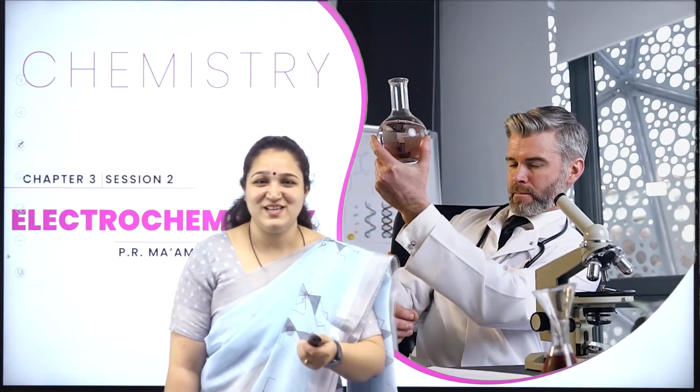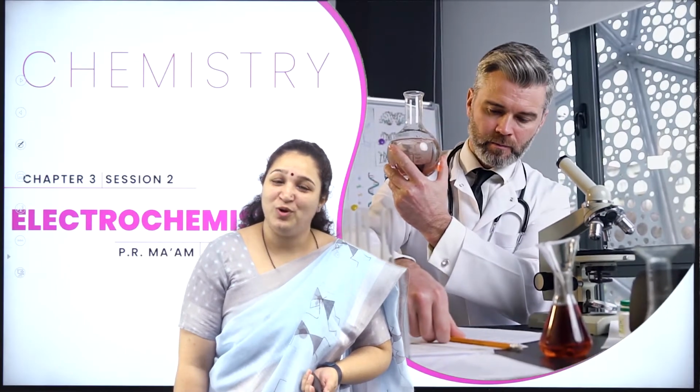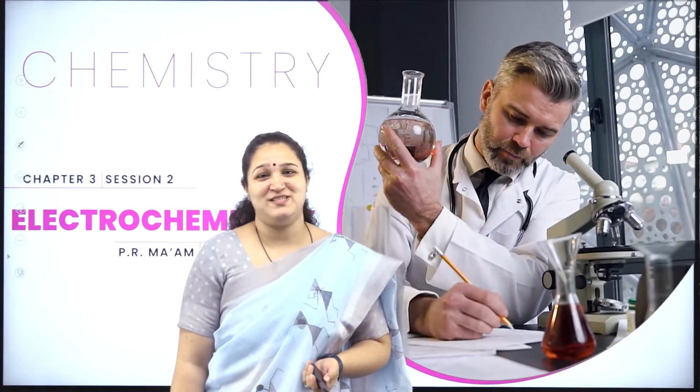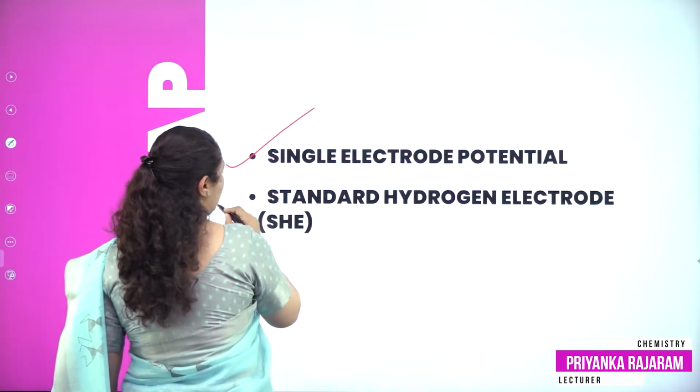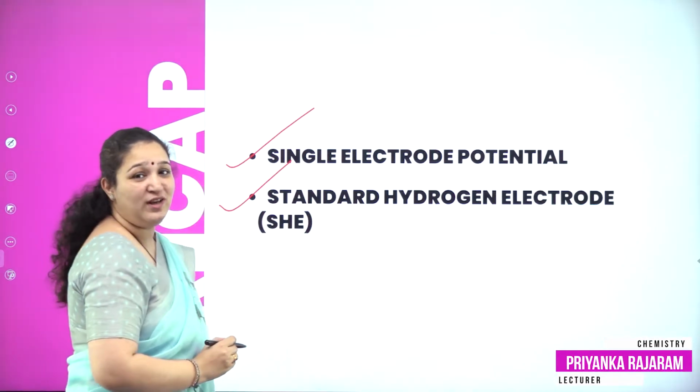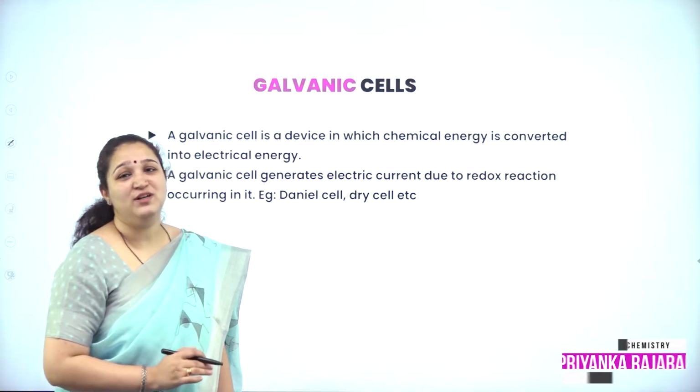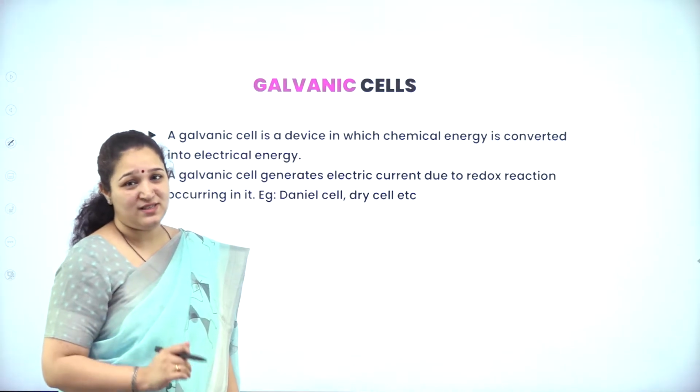Hello my dear students, welcome back to session 2 on the chapter electrochemistry. Last class we studied the single electrode potential and the standard hydrogen electrode. Today we shall learn about galvanic cells.